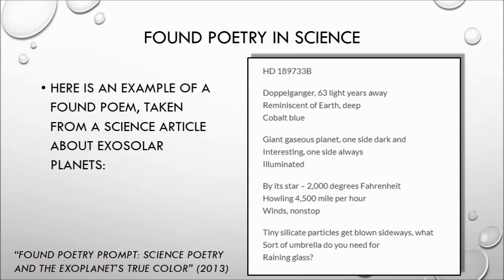Doppelganger, 63 light years away, reminiscent of Earth, deep cobalt blue. Giant gaseous planet, one side dark and interesting, one side always illuminated by its star, 2,000 degrees Fahrenheit, howling 45-mile-per-hour winds non-stop. Tiny silicate particles get blown sideways. What sort of umbrella do you need for raining glass?